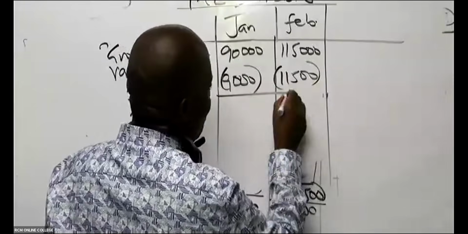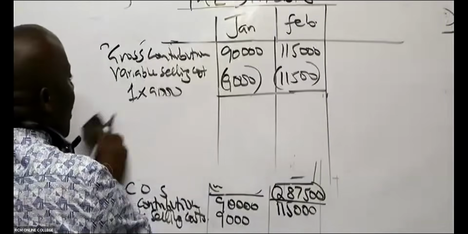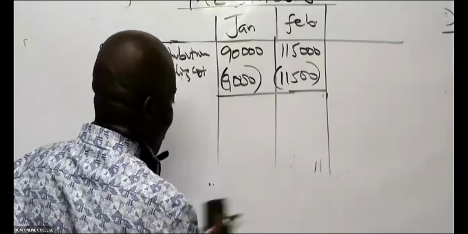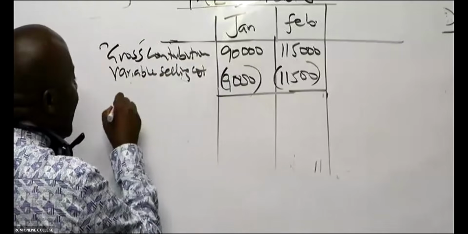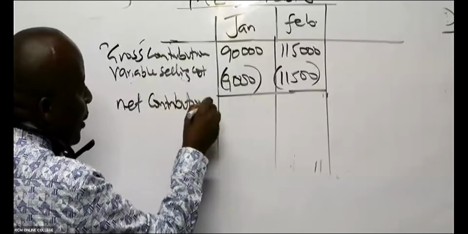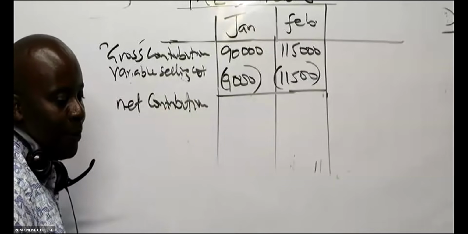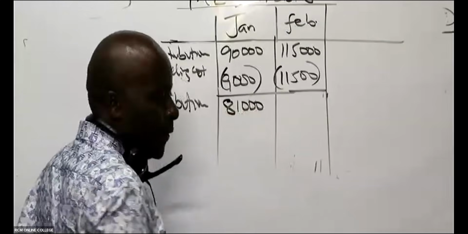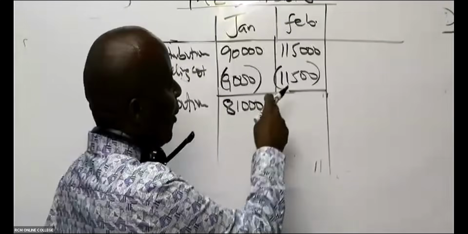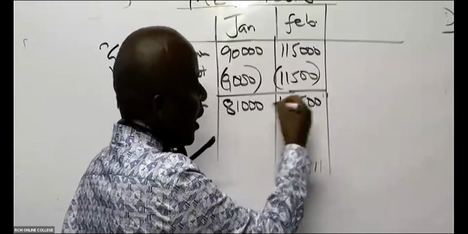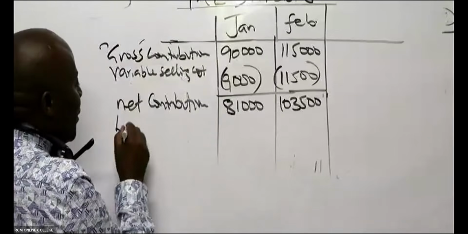And then you'll be able to come here and give us what we call net contribution. So net contribution here, I'm being given 81,000, isn't it? How about this one here? 103,500. And then now you come and less fixed costs.